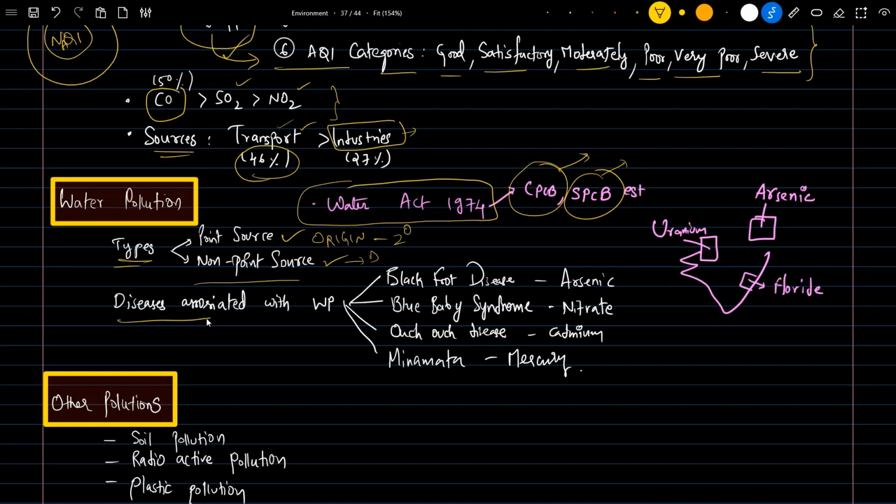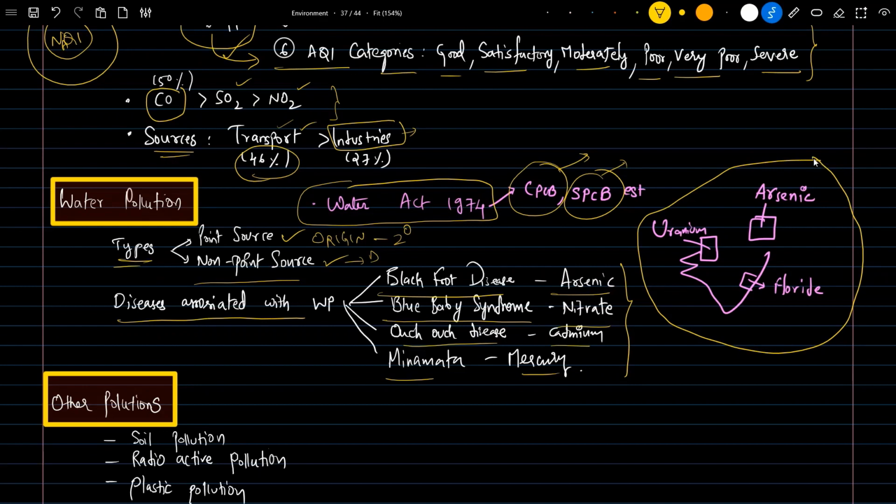Diseases associated with water pollution are some of the things which we need to remember. First is black foot disease, which is because of arsenic pollution. Next is blue baby syndrome, which is because of nitrate pollution. Next is itai-itai disease because of cadmium, and Minamata because of mercury. Also remember the geographical regions where this pollution is concentrated.